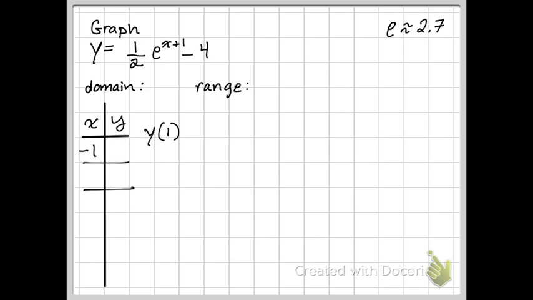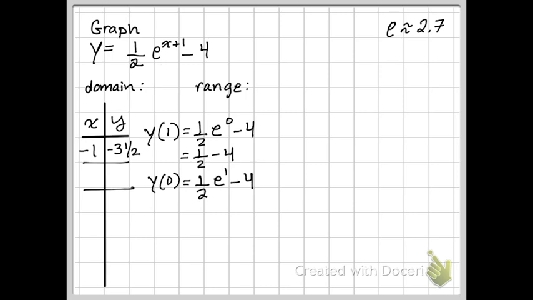So y of -1 is equal to 1/2 times e to the 0 minus 4. And of course, e to the 0 is 1, so I have 1/2 minus 4, and we'll just call that -3.5. Second convenient value, how about 0? That'll give me 1/2 e to the first minus 4. That's the way I want to write it.